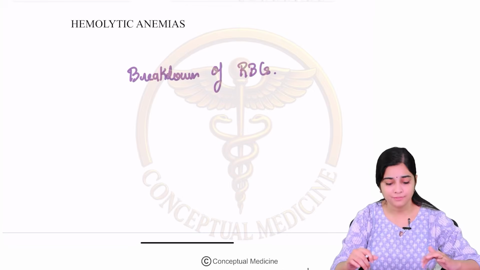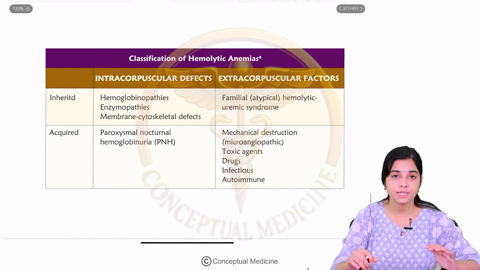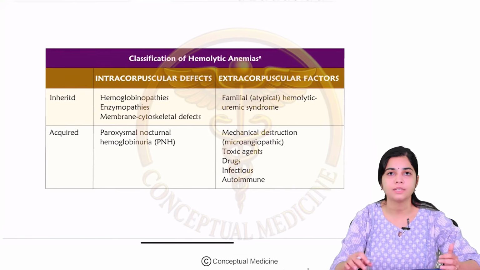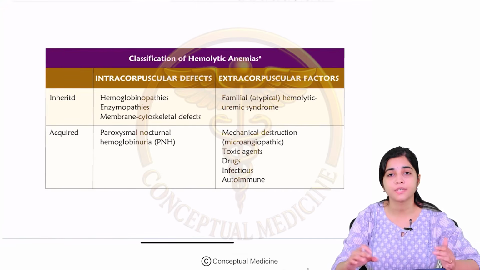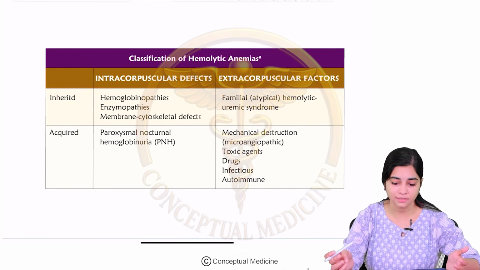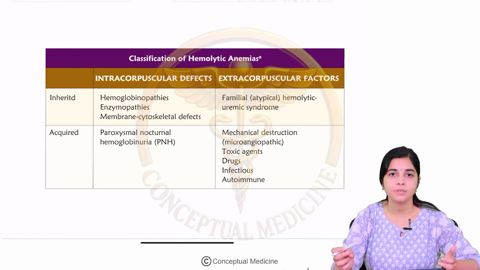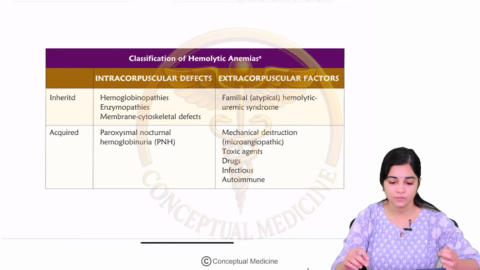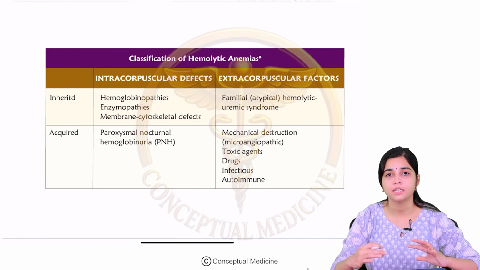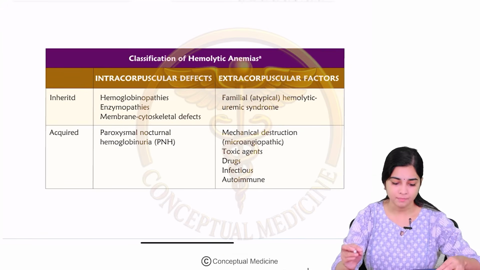So, how do you classify hemolytic anemias? Hemolytic anemias can be classified as intracorpuscular and extracorpuscular defects. That means there can be defects due to problems within the cell membrane or within the RBCs, or hemolysis can also occur due to defects which are from outside the RBCs, which is an extracorpuscular defect. Also, hemolytic anemias can be classified as inherited or acquired hemolytic anemias based on the etiology. So this is how you classify it, and this is how the table is made.